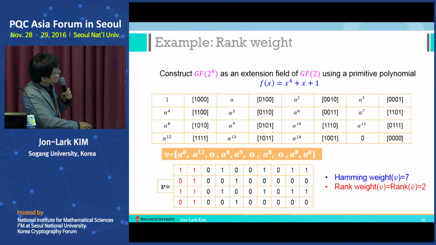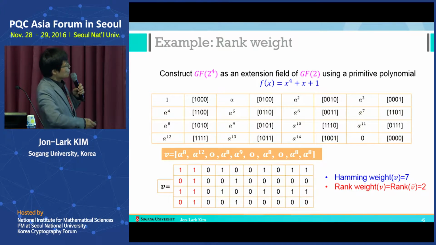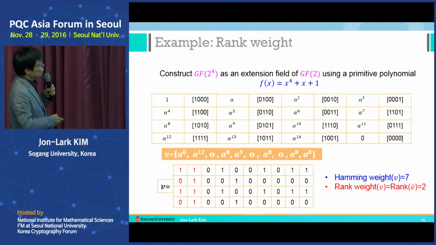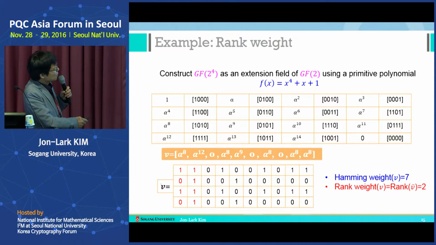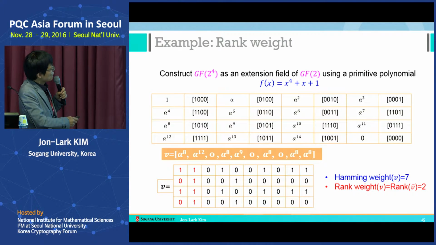So given a vector here in GF(16^8), maybe 10, yeah, each element, say alpha to the 8th, is replaced by 1, 0, 1, 0, and we keep doing this. The question is, what is the rank of this vector? Even though the Hamming weight is 7, because there are 7 non-zero elements, it's big. However, the rank weight is just 2, because you replace each element by a column vector of length 4, and similarly.